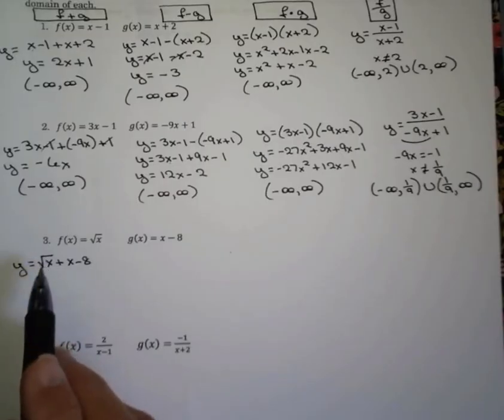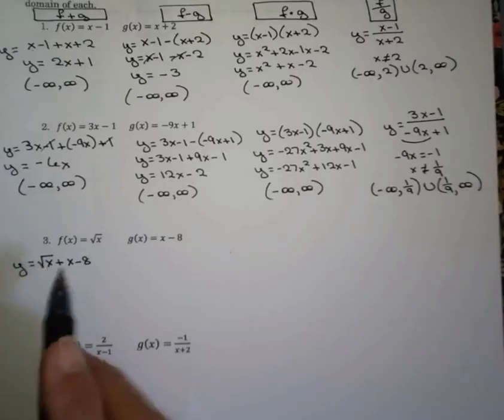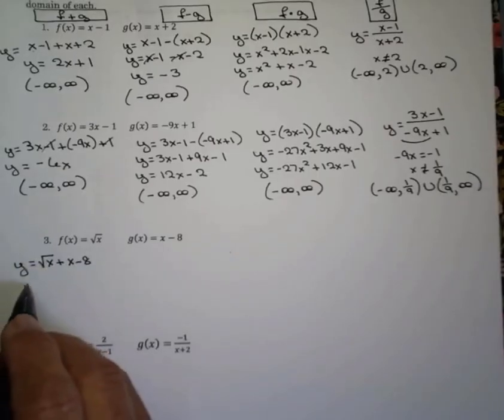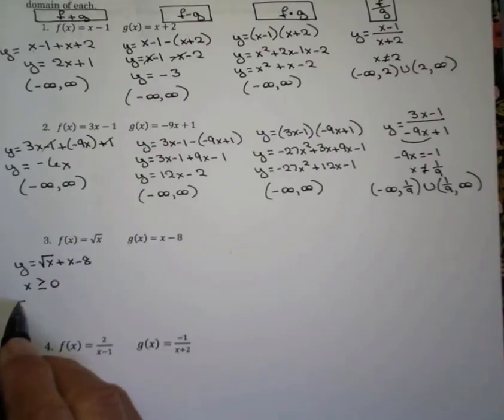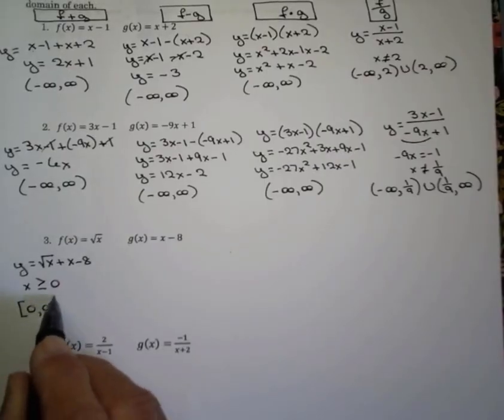So I know it has to be 0 is okay, isn't it? Square root of 0 doesn't give me any trouble. So x is going to have to be greater than or equal to 0, as long as it's positive. That's what my domain needs to say. So how would I say that? Well, I'm going to say it could be 0 all the way to positive infinity.